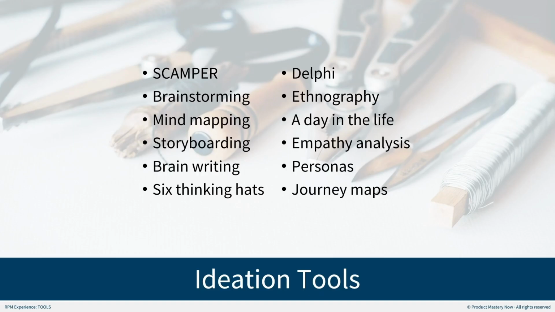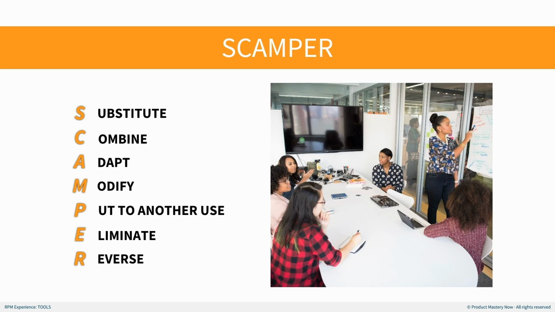Here are some of the many ideation tools that are available. And I'm right now looking at a slide, if you're not seeing this on video, of several tools. I'll real quickly list them. That's Scamper, brainstorming, mind mapping, storyboarding, brainwriting, 6 thinking hats, Delphi, ethnography, a day in life, empathy analysis, personas, and journey maps. And these tools are applicable in different instances, but being aware of them is certainly very important to you as a product master and doing the work towards product mastery.